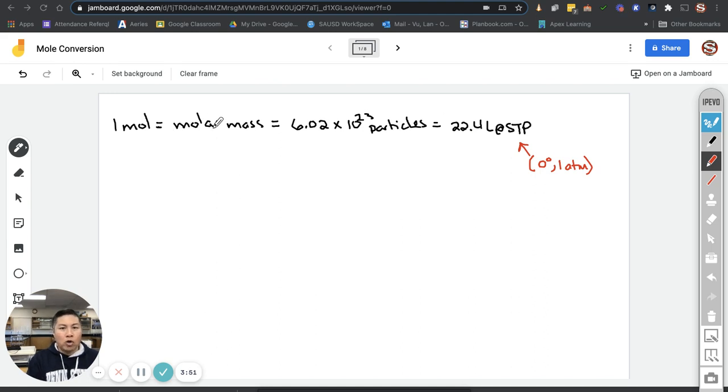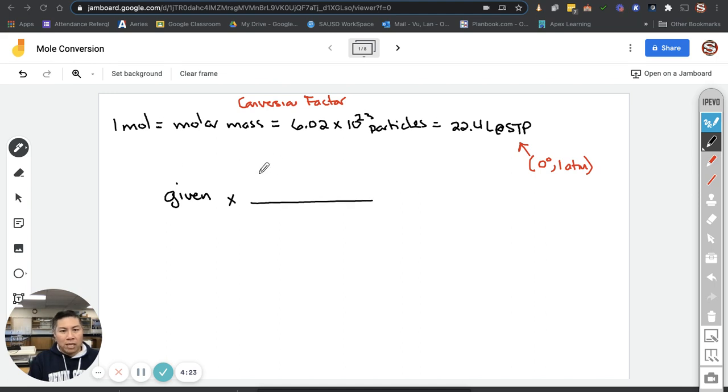So this is what we call your conversion factors, okay? And it's really important, all right? So we're going to do some example problems, and from the example problems, you're going to see how it works, right? So remember, the setup for this whole thing is going to be the given amount, you're going to multiply by the conversion factor, and that should equal the want amount, basically.